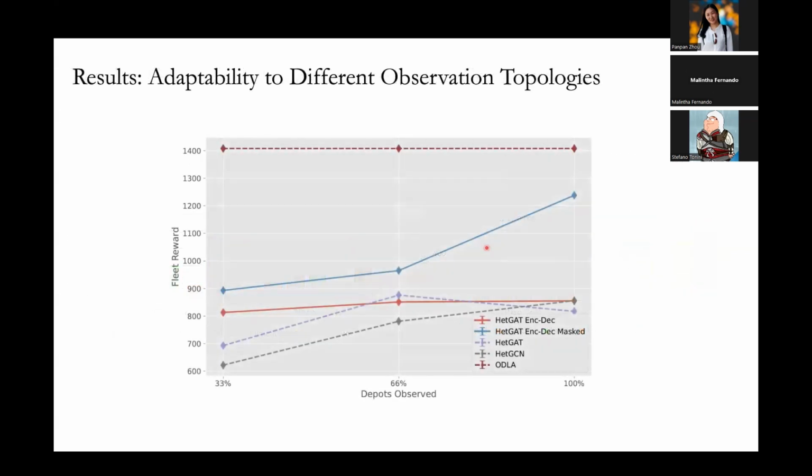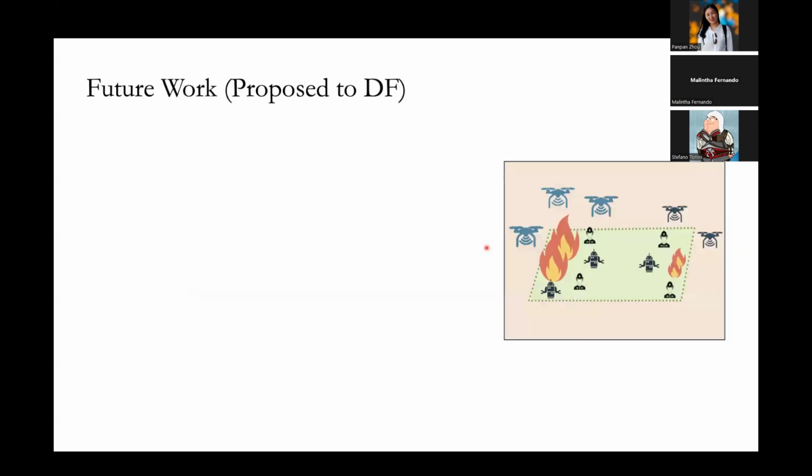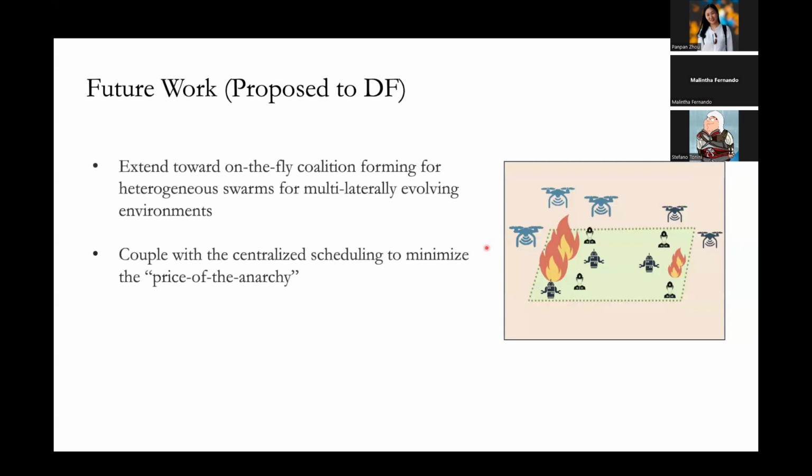This is also a very interesting graph. Here we increased the observation radius. Previously, they were able to observe 33% of the depots in the environment. Now we increased that up to 100% without retraining the policy. So it's the same policy, and it was able to respond very well. In fact, it got close to the social optimum assignment with the global knowledge. So that was all the content that I want to present today.